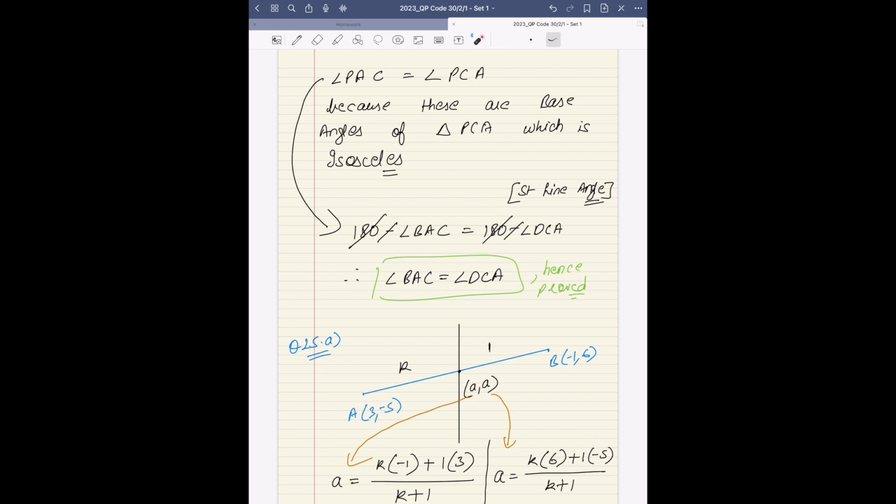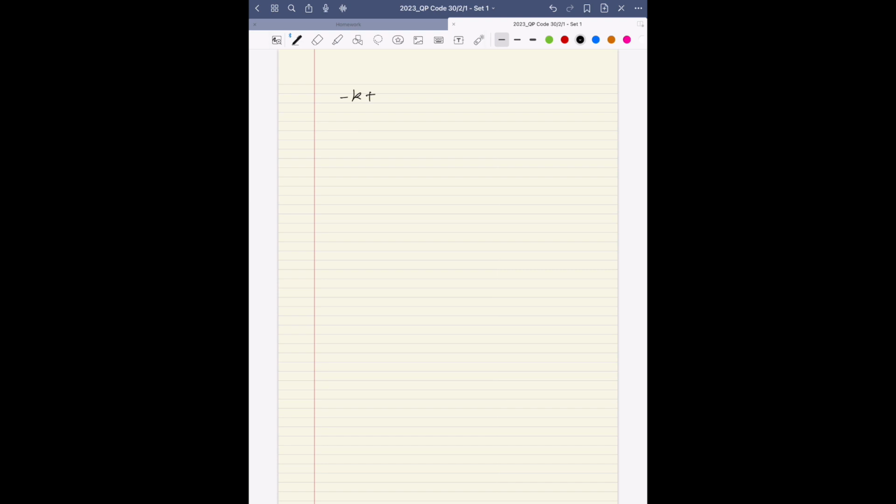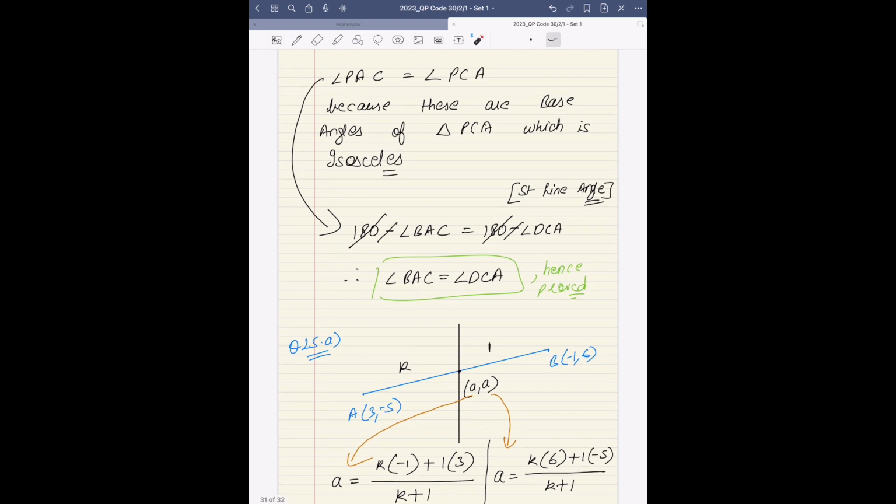Now, since both of them are a, you can equate this expression and this expression. So you'll get minus k plus 3 upon k plus 1 is equal to 6k minus 5 divided by k plus 1. So understood, right? Why they have given y is equal to x? If you have to find a ratio, there will be one condition always given to you. The condition in this question is that whatever coordinate you find using the section formula, its x and y coordinate is equal. That is why we are equating this and this.